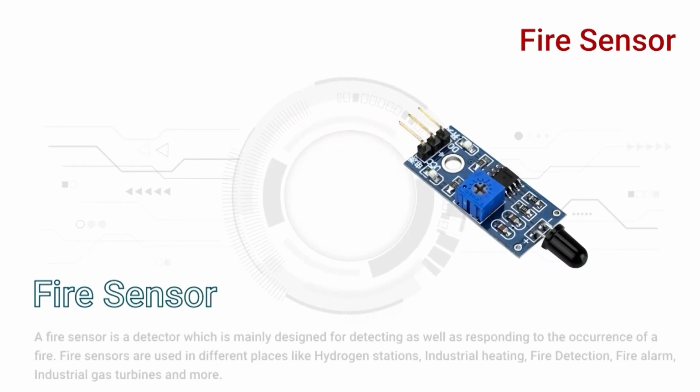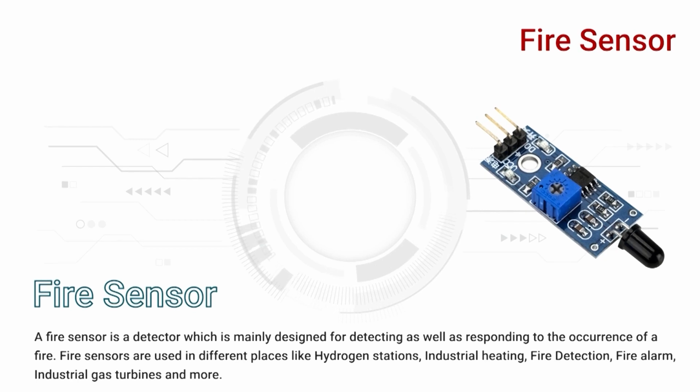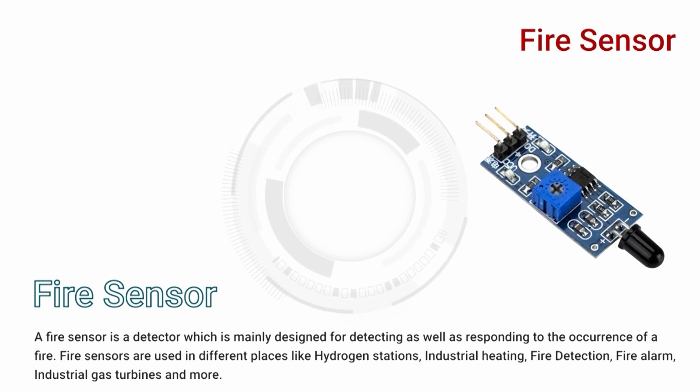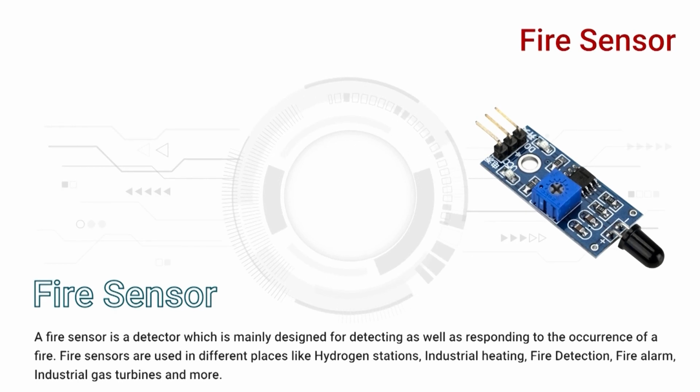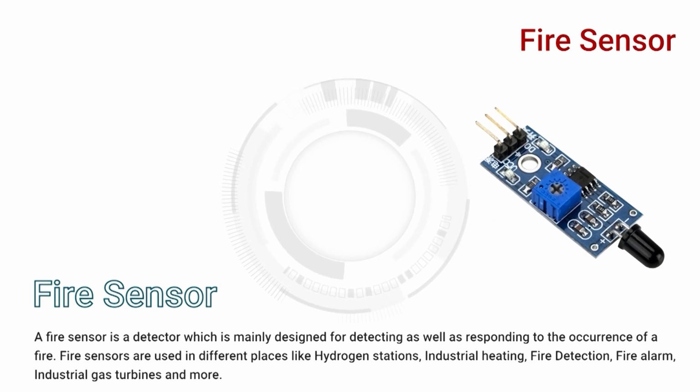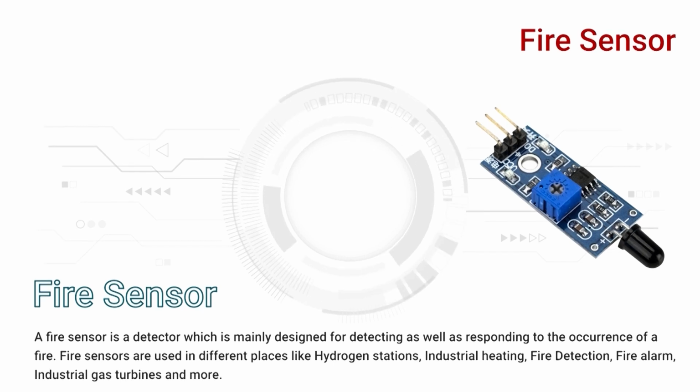A fire sensor is a detector which is mainly designed for detecting as well as responding to the occurrence of a fire. Fire sensors are used in different places like hydrogen stations, industrial heating, fire detection, fire alarm, industrial gas turbines and more.